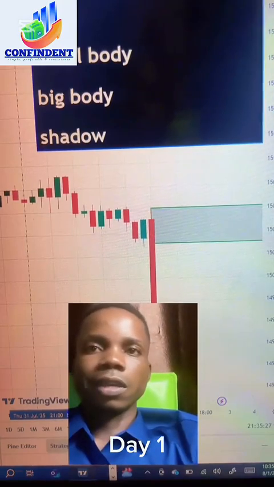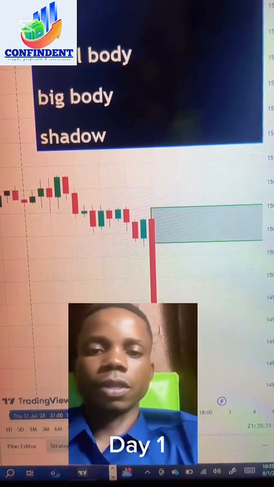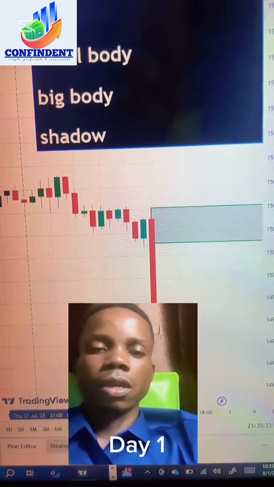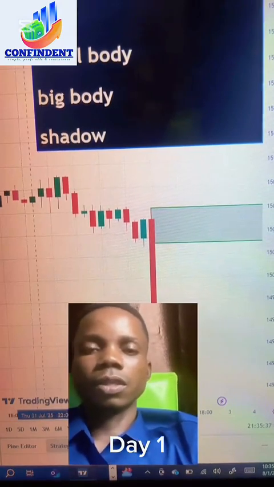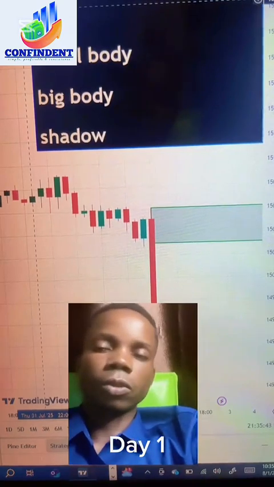Today's video we are going to be talking about candlestick anatomy, and that is simply the formation of a candlestick. The first thing I have to talk about is what a Japanese candlestick is. The only way I can explain it, as a practical example for us to understand very well, is this.